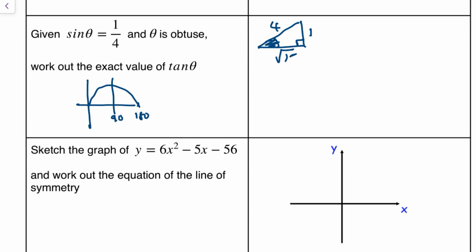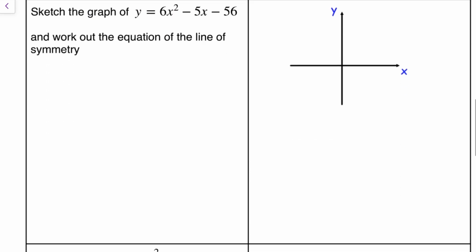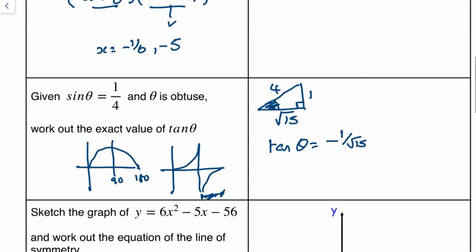So this is the square root of 15, which means that tan theta is opposite 1 divided by adjacent, which is 1 over root 15. But as I know from the graph of tan, that's up to 90, and all my obtuse angles are below the axis. So therefore that's going to be minus 1 over root 15. Question done.